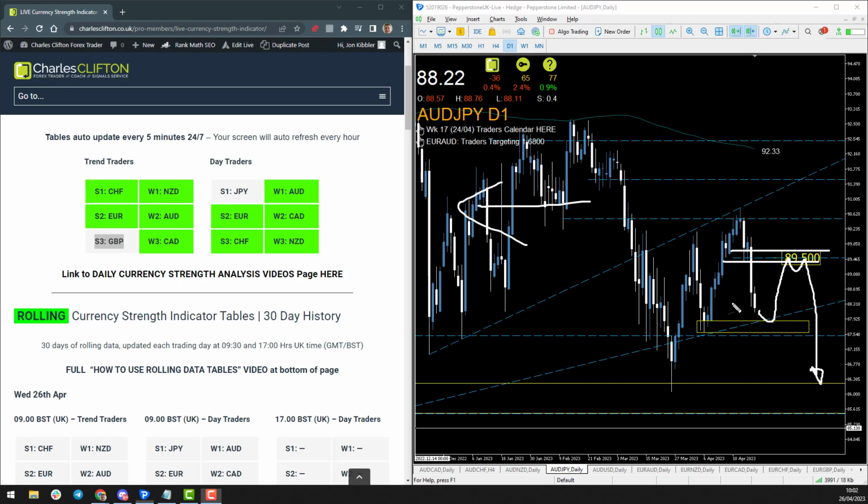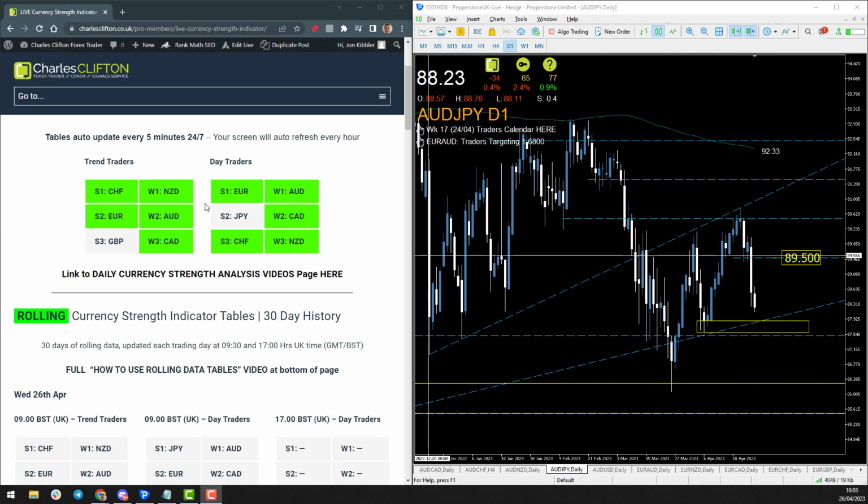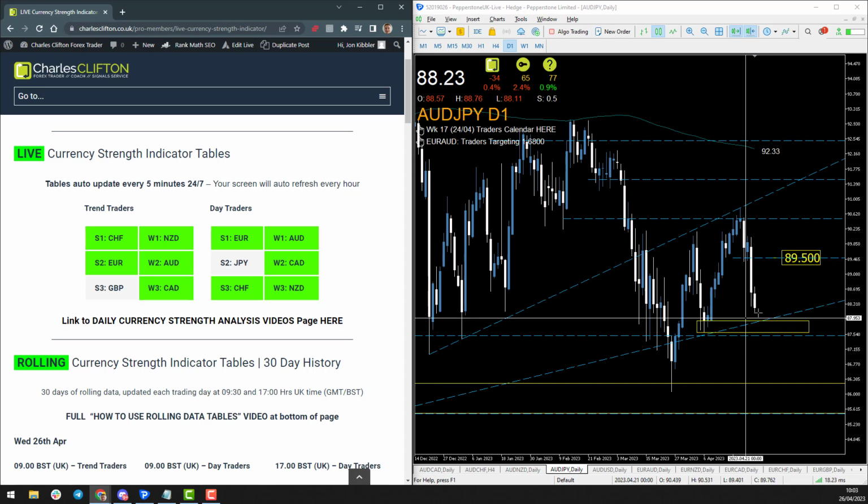So 89.50 for me is an area of interest because it's an area where price found support before. Can price now find this as resistance to give me an optimal trading opportunity? Okay, if price just continues down and breaks, then we could look for maybe another retest in some shape or form somewhere else. But ultimately at the moment, 89.50 is the area I'm going to be watching, and only if we get that confirmation on the tables. Now you can see the tables have just updated and Euro Aussie is now top of that table. Okay, so interesting moves there.